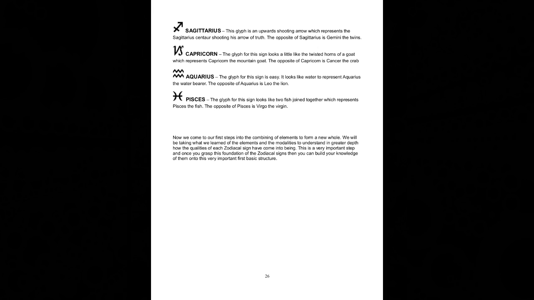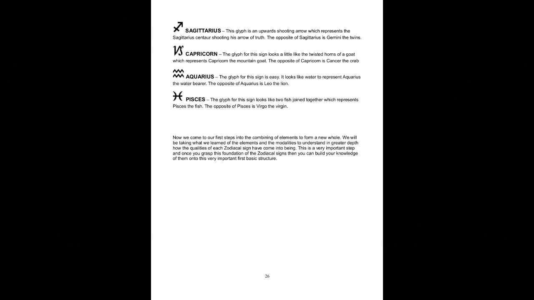Capricorn. The glyph for this sign looks a little like the twisted horns of a goat, which represents Capricorn, the mountain goat. The opposite of Capricorn is Cancer the crab. Aquarius. The glyph for this sign is easy. It looks like water, to represent Aquarius, the water bearer. The opposite of Aquarius is Leo, the lion. Pisces. The glyph for this sign looks like two fish joined together, which represents Pisces, the fish. The opposite of Pisces is Virgo, the virgin.